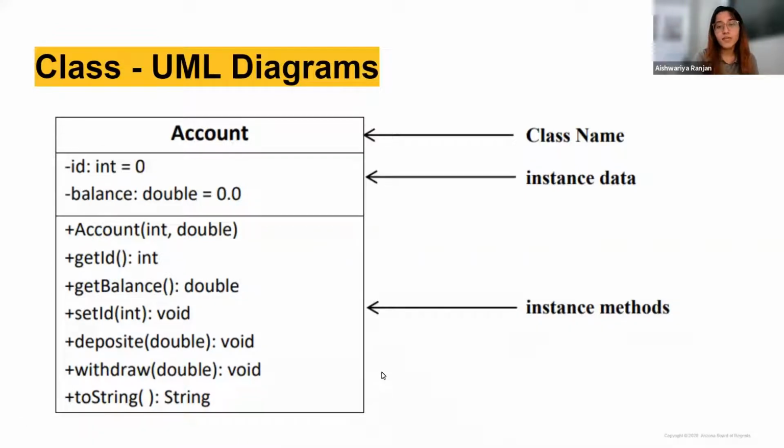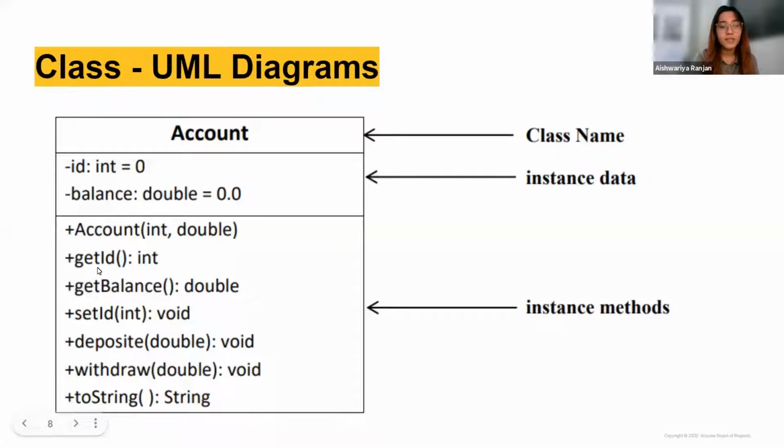Next, the section has operations or instance methods. These are the methods that will be included in the class. We have this method up here, which has the same name as the class. That is your constructor. Remember, the constructor has the same name as the class. This constructor takes in two values, an int and a double.